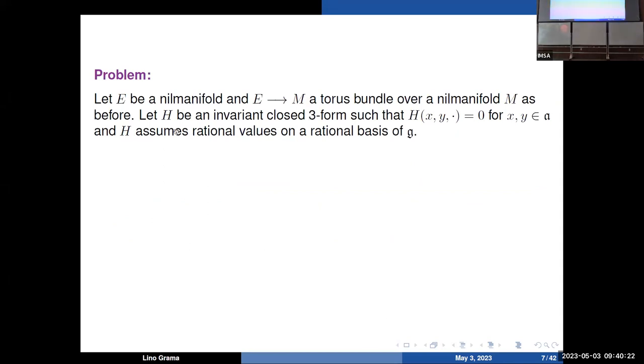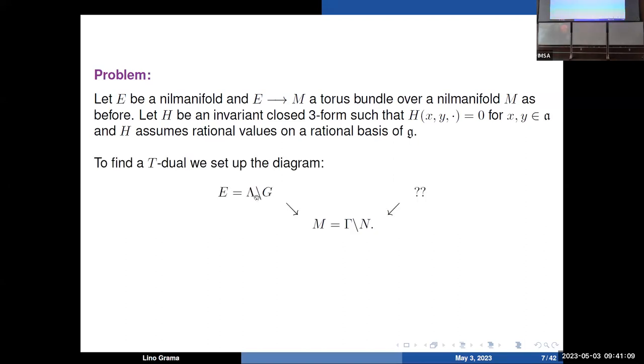And the problem is: let E be a nilmanifold, and we consider this torus bundle over a nilmanifold M. And we pick now an invariant closed three-form h, such that this condition holds for x and y in the center, and h assumes rational values on the rational basis. Okay. This condition here is just to guarantee the invariance in the fiber. The A is the center, the tangent space of the fiber.